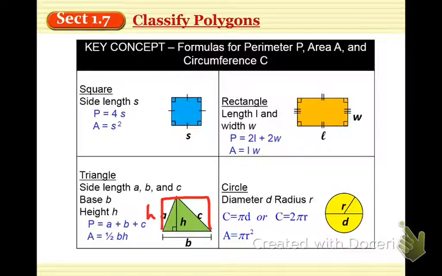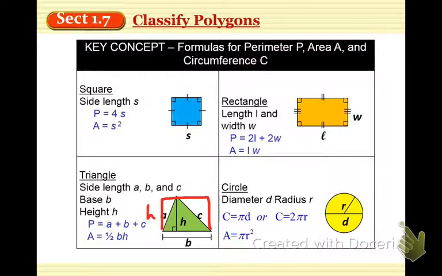Circle. Okay, the circumference, which is the distance around the circle, is pi d or 2 pi r. These are the same thing because 2 times the radius, 2r, is d. That's why it's interchangeable. You're just going to use whichever one you have the information for. If they give you the radius, use 2 pi r. If they give you the diameter, use pi d. Most of the time they'll give you the radius. Area of a circle, pi r squared.